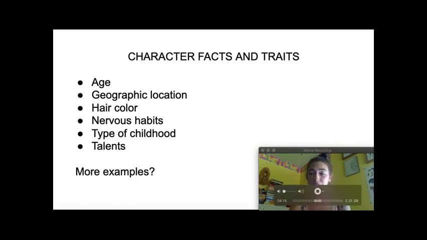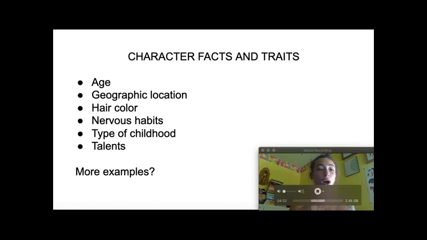The type of childhood that they have. Did their childhood shape who they are? Did they have a good childhood or a bad childhood? What talents do they have? Are they really good at sports? Are they artistic? Do they like music? Those are all things that are going to shape who your character is and how they interact with the world too.